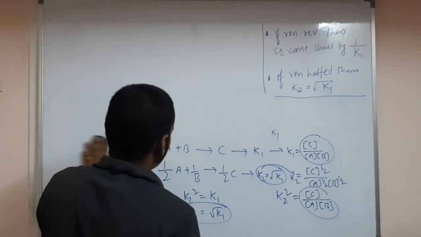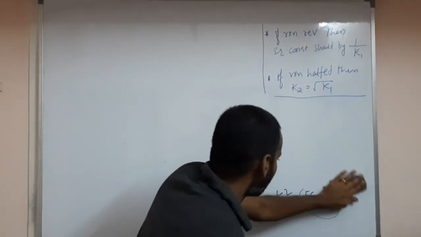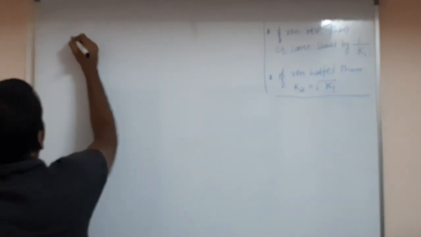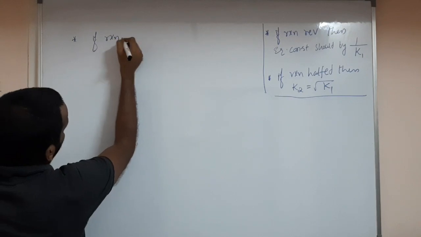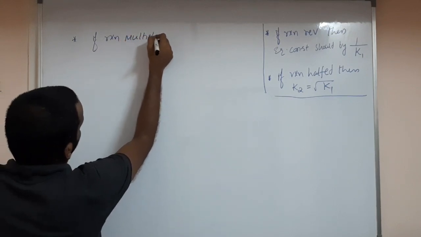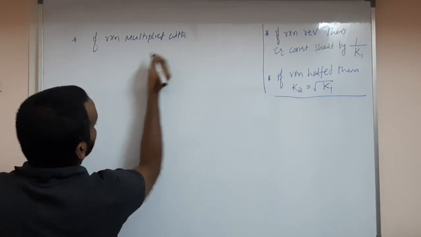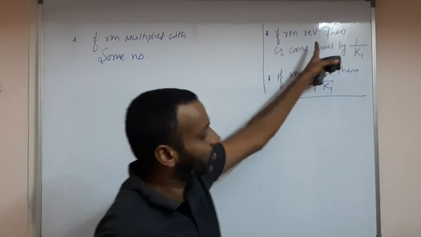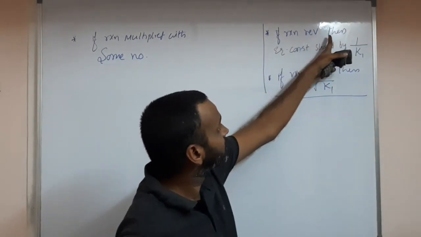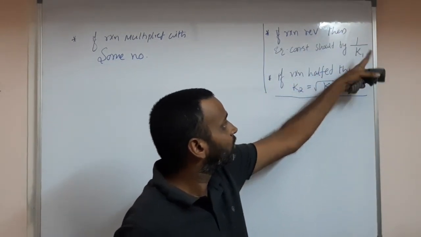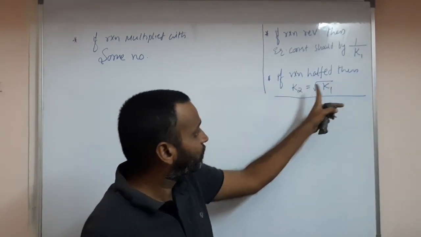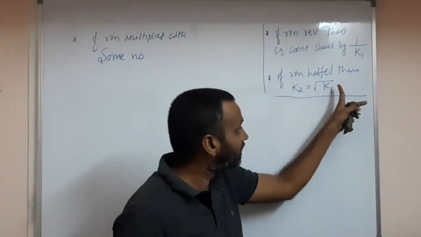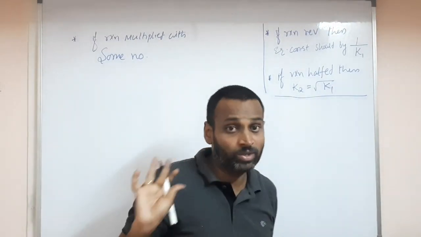Now the next point is the most important. If a reaction is multiplied with some number, or if a reaction is reversed, then the equilibrium constant should be 1 by K. And if a reaction is halved, then the final equilibrium constant will be root K1, the root of the initial equilibrium constant. Like that you have to remember.